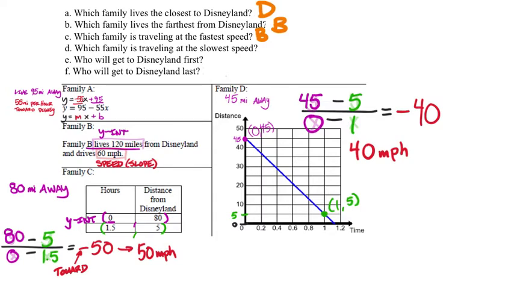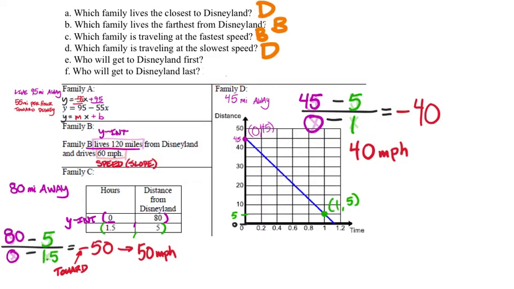But which family is traveling at the slowest speed? Well, family A was at 55 miles per hour. Family B is 60, we know that's the highest, and then family C is 50. Boom, family D again, they're slowest. So they live the closest, but they're also going the slowest. Fair enough. Which family is going to get there first?